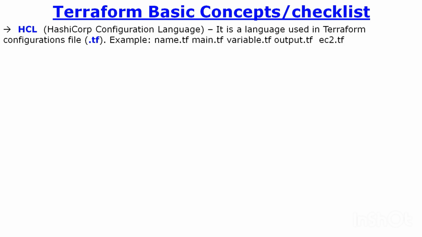When we are using Terraform, what you should know is that all the files that you create, you can give any name, but make sure you are ending with .tf, which indicates a Terraform configuration file. For example, you can give main.tf, variable.tf, output.tf, ec2.tf, whatever the name, but make sure it ends with .tf.